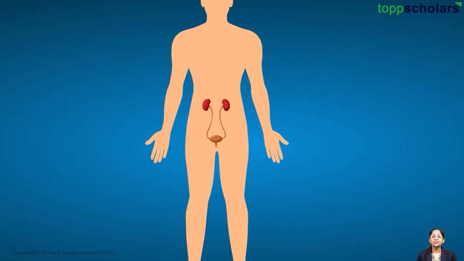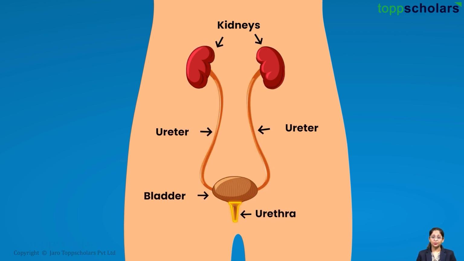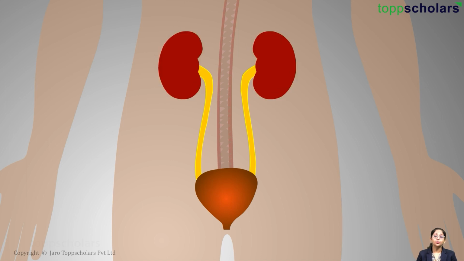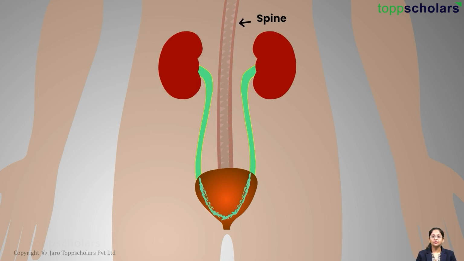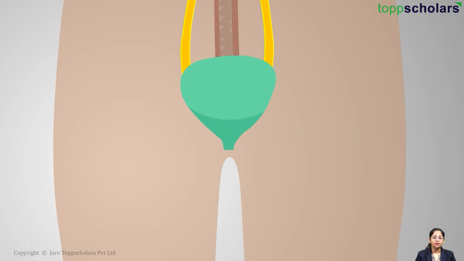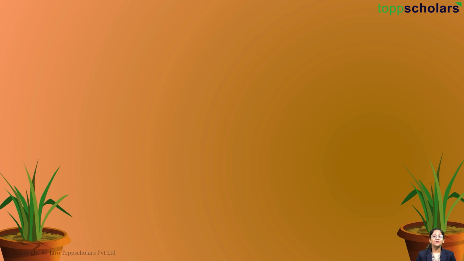So the human excretory system consists of 2 kidneys, 2 ureters, a urinary bladder and a urethra. There are 2 kidneys in the abdomen, one on each side of the spine. The urine travels through the ureters into the bladder. The urinary bladder is where the urine that is produced in the kidneys is held until it is expelled out through the urethra. Isn't it fascinating to know the actual process?